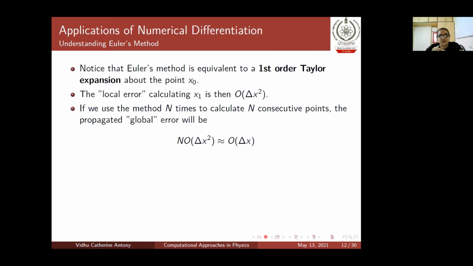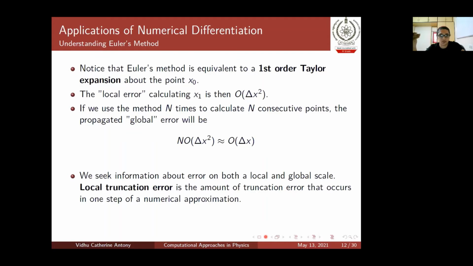Now, if we use this method n times, because we're doing computational techniques, right? So we're trying to do this reiterative process. So how many times will you do it? Say you do it n times, the order of the error that you get for one iteration will be equivalent to order of delta x. Okay, so this will be your global error. So that would be the propagated global error.